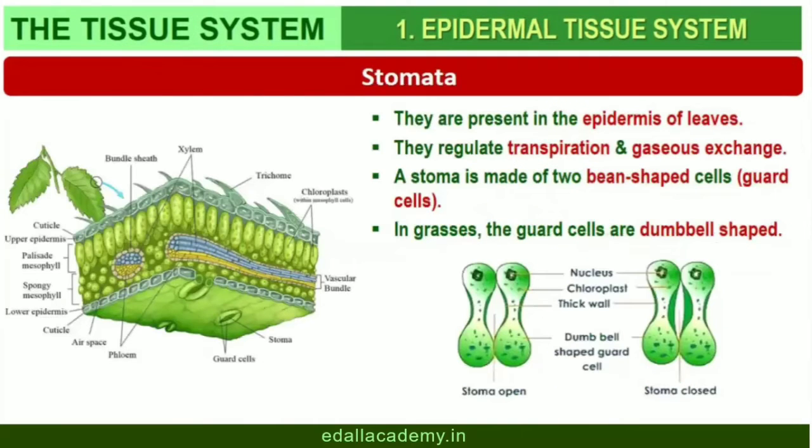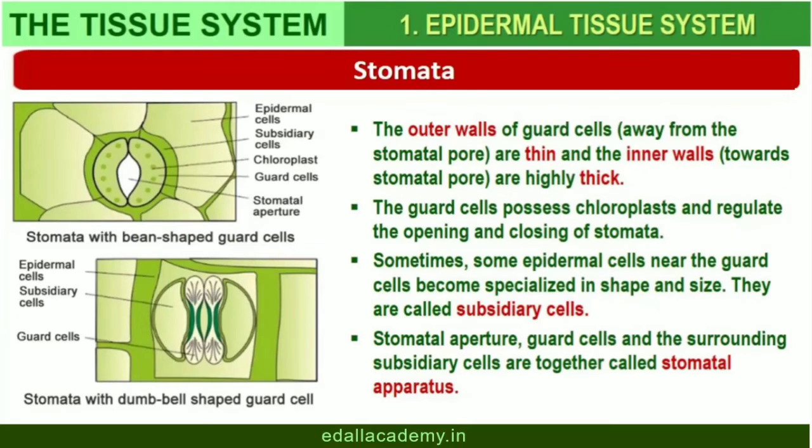Stomata are structures present in the epidermis of leaves. Stomata regulate the process of transpiration and gaseous exchange. Each stoma is composed of two bean-shaped cells known as guard cells which enclose the stomatal pore. In grasses, the guard cells are dumbbell-shaped. The outer walls of guard cells, away from the stomatal pore, are thin, and the inner walls, towards the stomatal pore, are highly thickened. The guard cells possess chloroplasts and regulate the opening and closing of stomata.